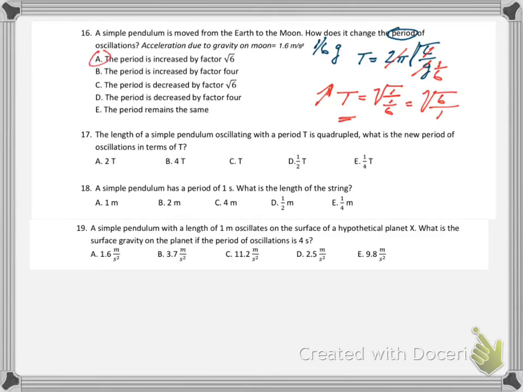Number 17. The length of a simple pendulum oscillating with a period T is quadrupled. So we're quadrupling the length. What's the new period? So again, the period equation is period equals 2 pi square root L over G. And the only change that is happening here is that the length is being quadrupled. So the equation will be period equals square root 4 over 1, or 2 times the period.